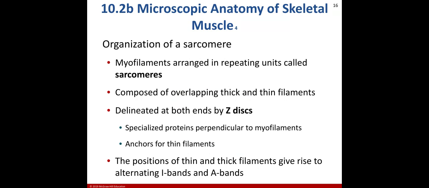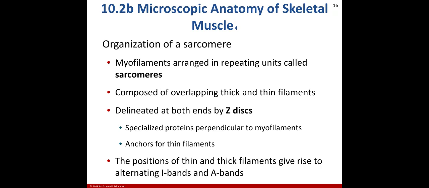How is this all arranged? Well, myofilaments are arranged in a repeating pattern, or a repeating unit, called a sarcomere. This is going to be composed of overlapping thick and thin filaments. So we're going to have both together, overlapping. We can delineate it at the ends by what we call Z-discs. This Z-disc area is just specialized proteins that go perpendicular to the myofilaments. They act as the anchoring point for the thin filaments.